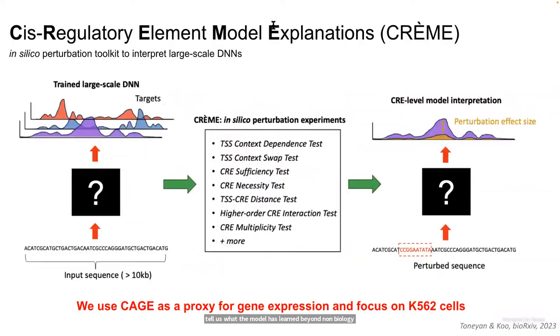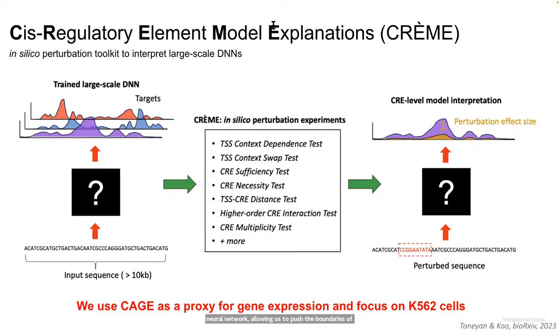Because of these two limitations, and to try to overcome this, we proposed CREM, a new interpretability framework for large-scale sequence-to-function deep neural networks. CREM is an in silico sequence perturbation toolkit at the CRE scale, and unlike the wet lab, CREM performs experiments in silico through the lens of the deep neural network, allowing us to push the boundaries of the number and scale of different perturbation experiments we can perform.